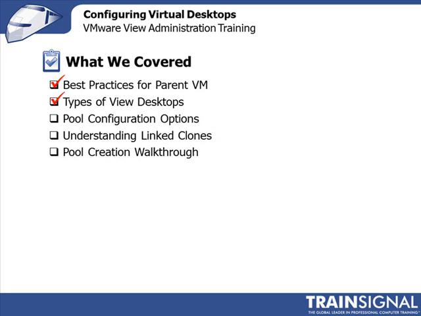Then we talked about the different types of View desktops and where you would use some of these types of desktops. These types included floating or dedicated, automated or manual, and linked and full clones. These 3 different categories can be combined in any way.